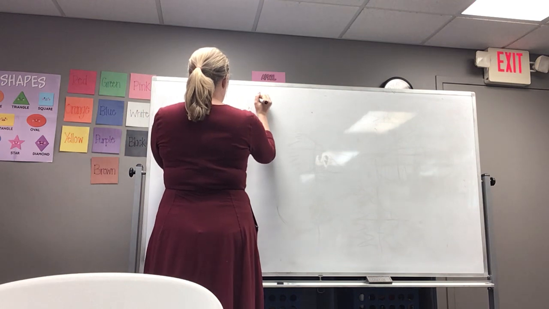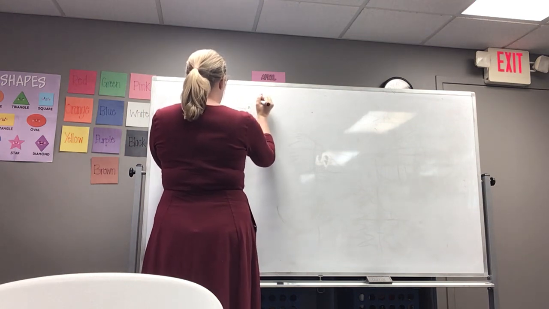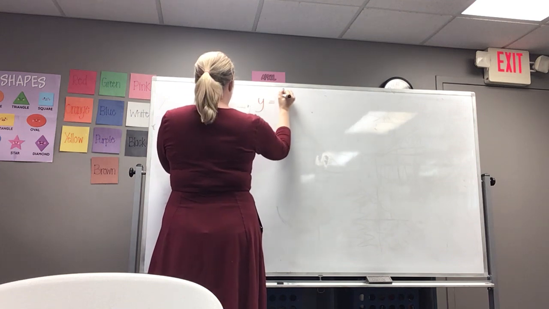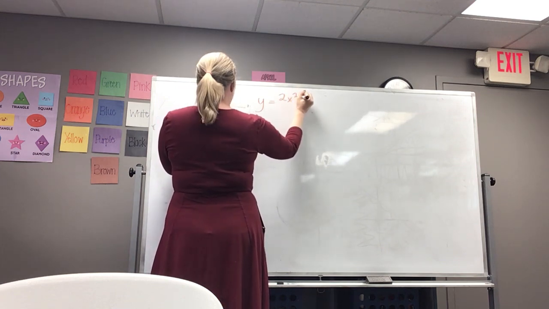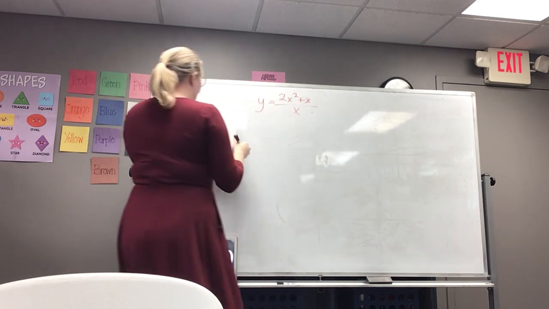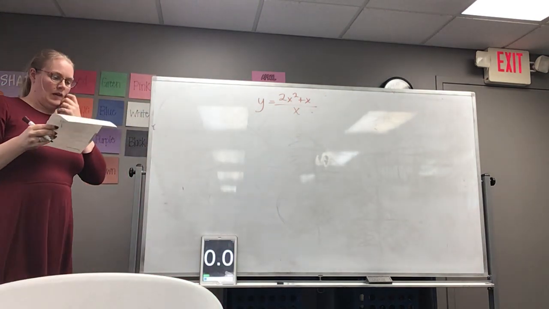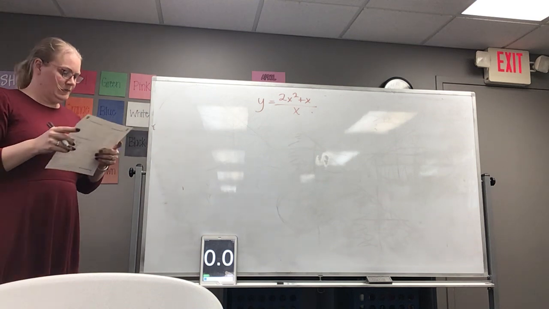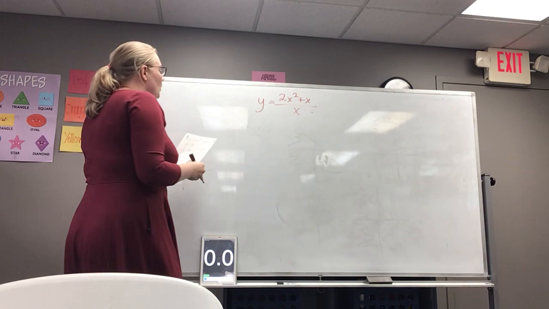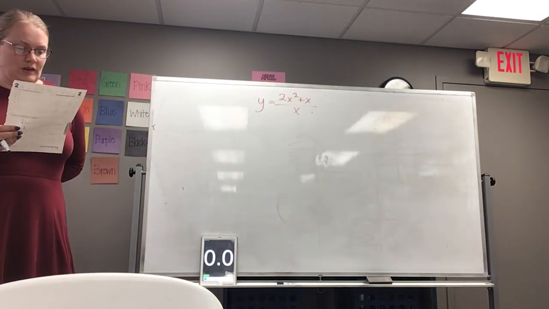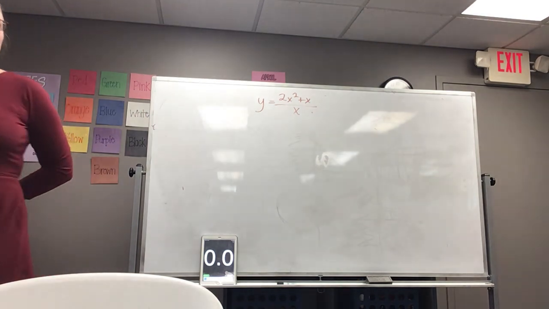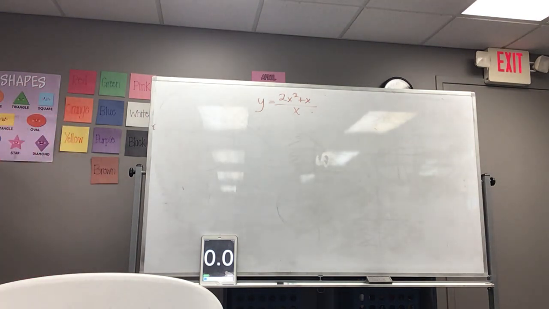So, in the standard coordinate plane, y is equal to 2x squared plus x all over x. Just give this a rough sketch. What would the graph look like?